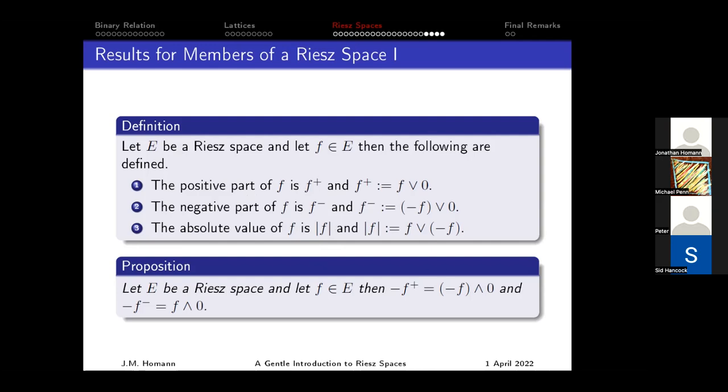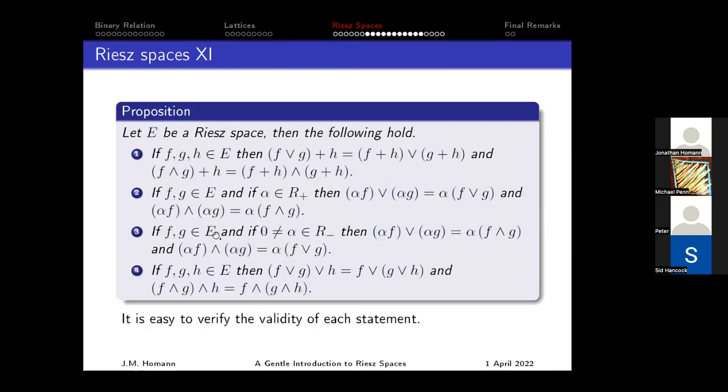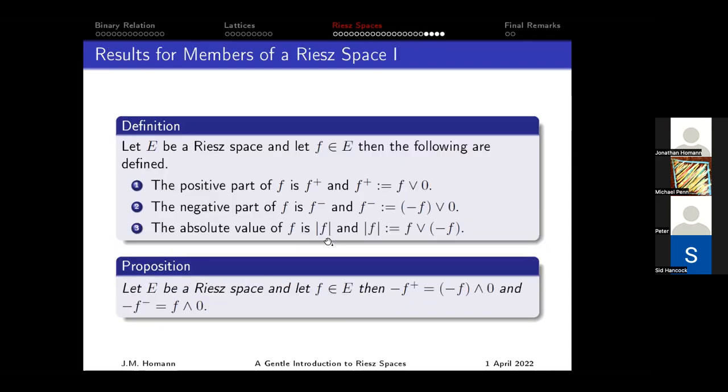So now we'll say that if E is a Riesz space and f is in E, then minus f plus is equal to minus f inf zero, and minus f minus is equal to f inf zero. So this one is quite easy to verify from this result over here, when we multiply by a strictly negative real number and apply it to the definition.